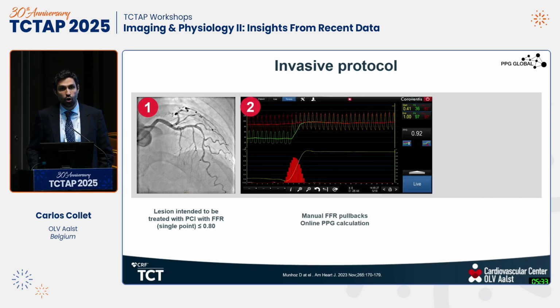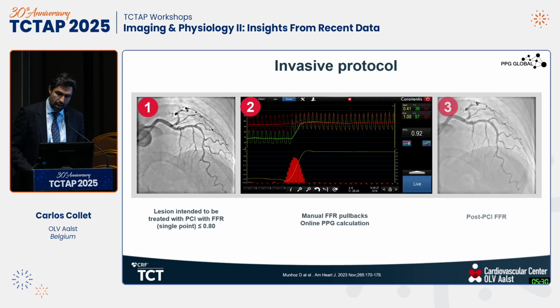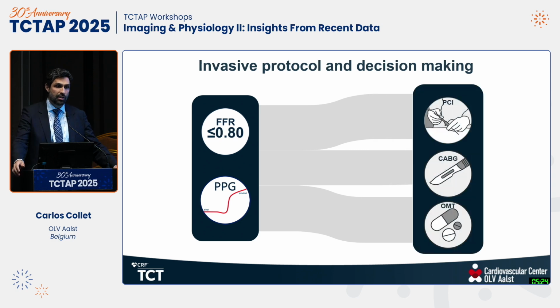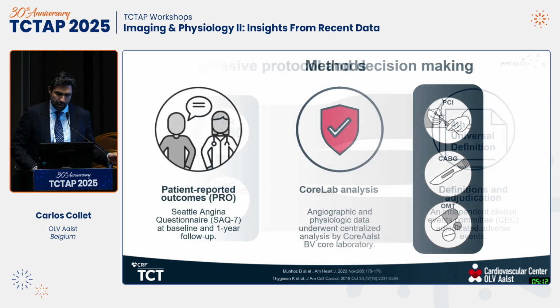The protocol was very simple: FFR at the beginning, with PPG. This was installed in all the sites. This is how the console looks. And after that, when you finish the PCI, you measure post-PCI FFR. Now, we let the investigators decide what they would do, because we didn't have any clear idea whether PPG at that time would work. So basically, they could decide: I'm going to do PCI irrespective of the PPG, I'm going to do surgery, or medical therapy.